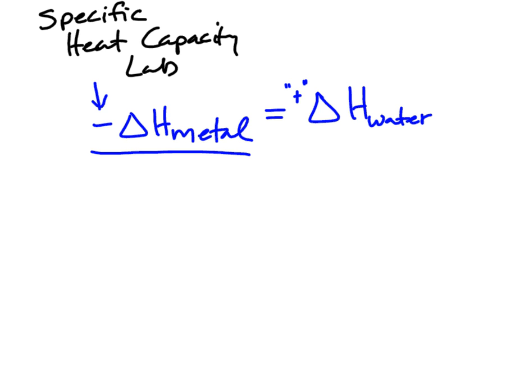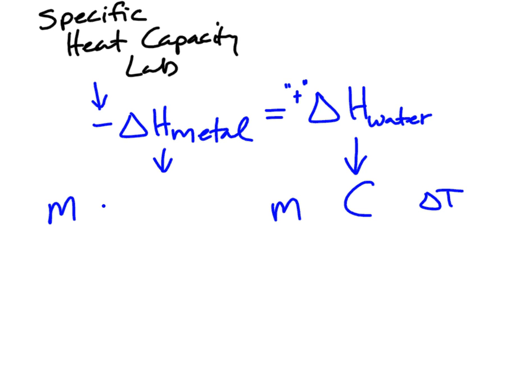It's just telling me the direction of that energy, which means if the ΔH of the metal is negative, that means the metal is losing energy. And if the ΔH of the water is positive, that means it's gaining the energy. Well, you should know that ΔH is equal to mcΔT, right? And that's the case over here as well. So this is equal to m times c times ΔT.